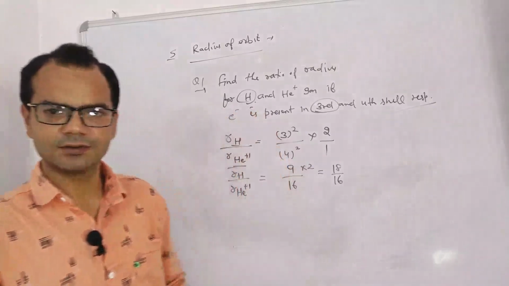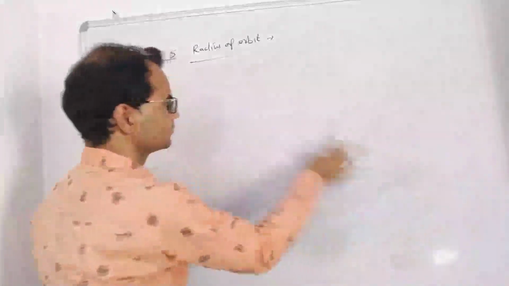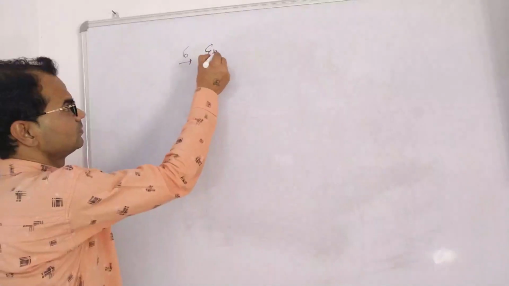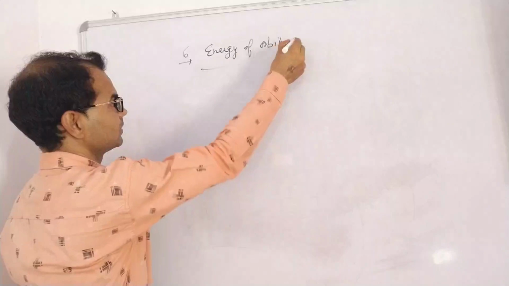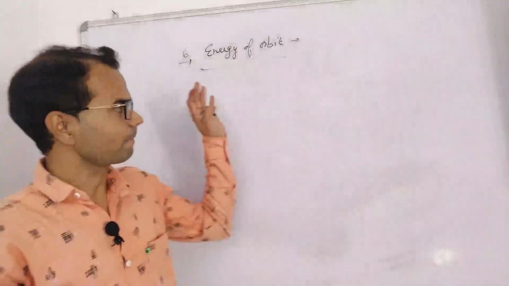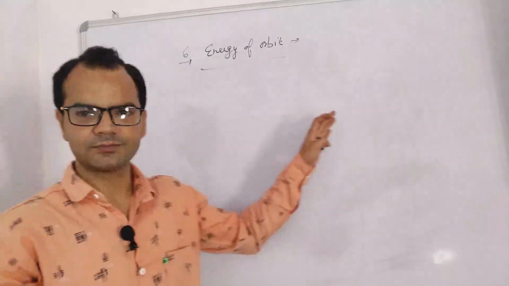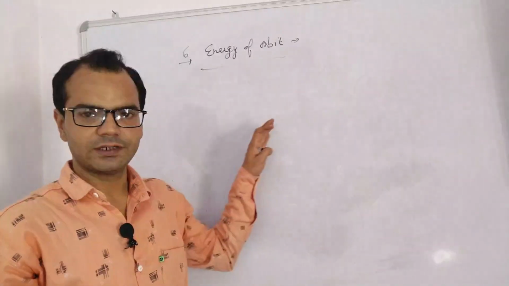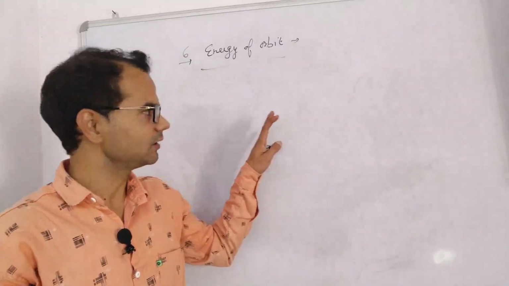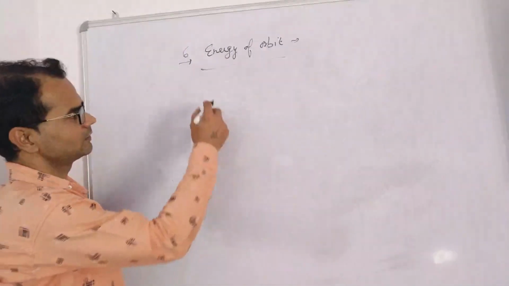Clear? Next conclusion of the Bohr model, conclusion number 6, is energy of orbit. As we know, there are many shells: K shell, L shell, M shell and N shell. So electrons present in those shells have definite values of energy. Clear? Now I am going to find the energy of orbit.